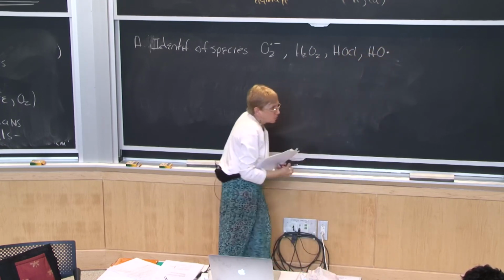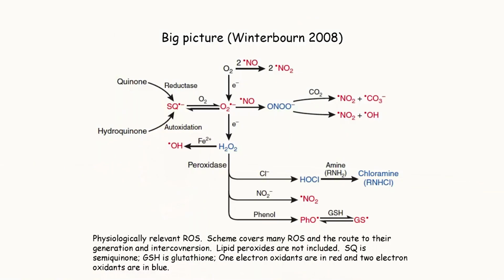This is a scheme that was taken from a Winterbourn article, so it's in all of her papers. I don't know if it's the exact same scheme in the reading assignment, but you'll see something similar. And I told you we're not going to talk about reactive nitrogen species. We're only focusing on reactive oxygen species. But this gives you the big picture with both.